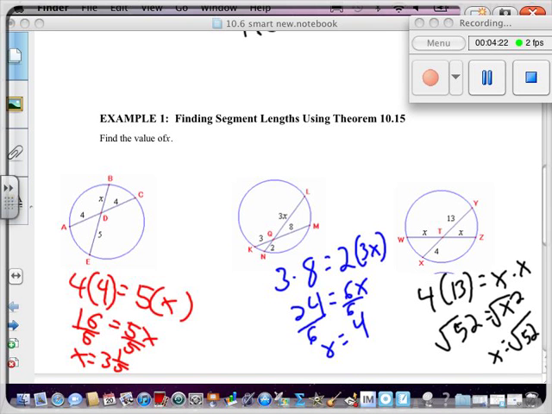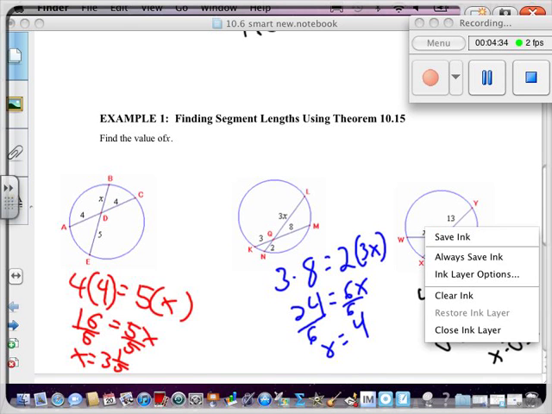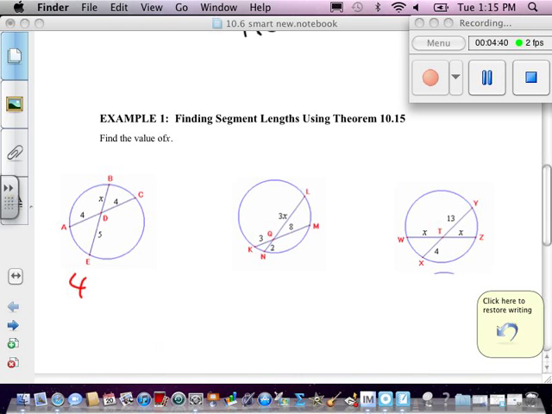Any questions about finding the length of segment chords? All right, let's turn it over. X is the square root of 52. You can figure out an exact answer if that helps.